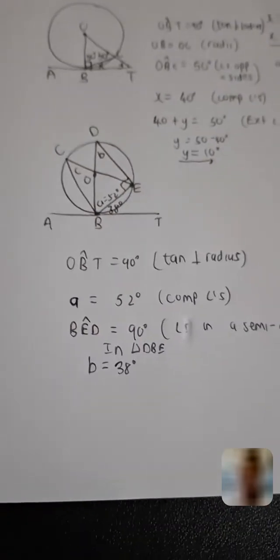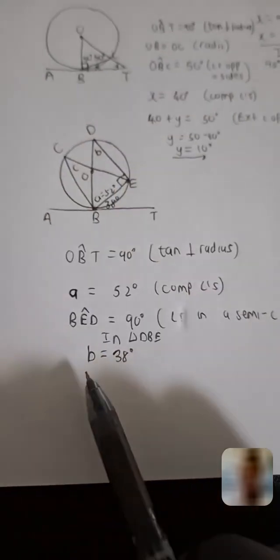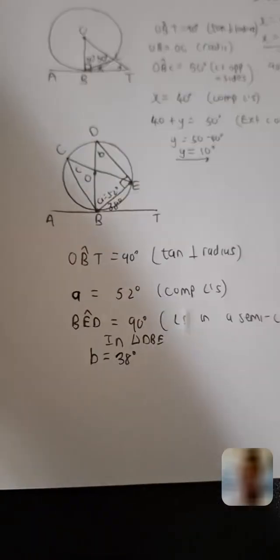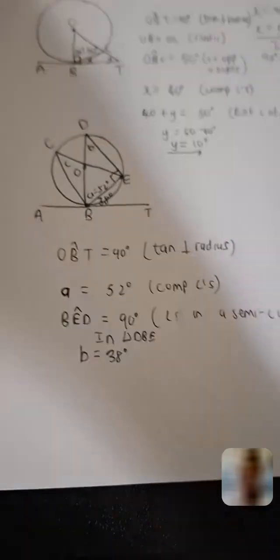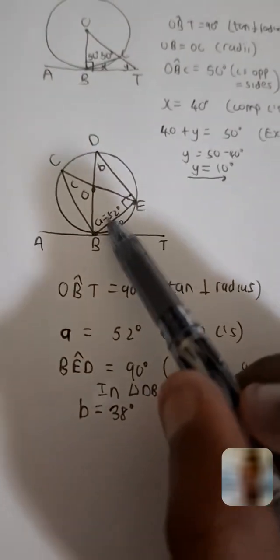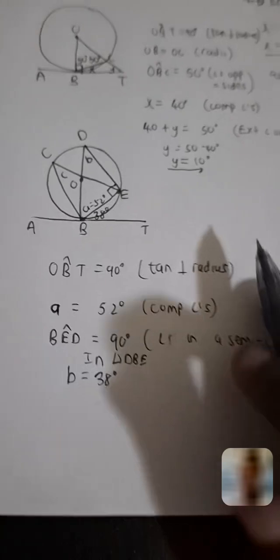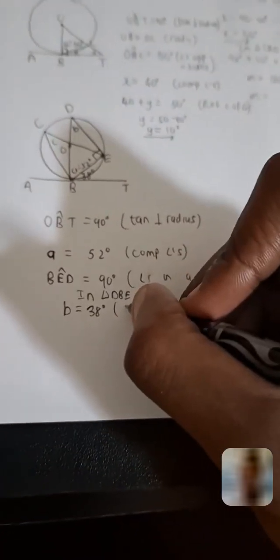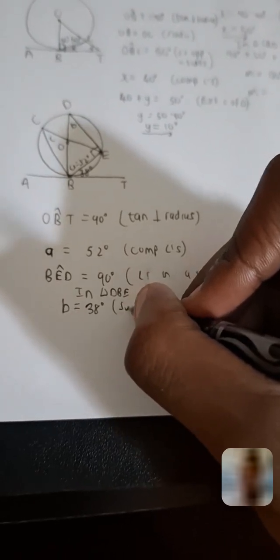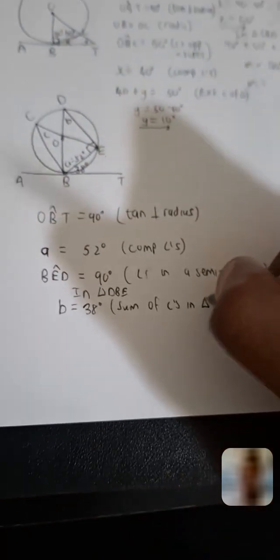In earlier grades, in grade 8 and grade 9, we may have insisted a lot that you write the statement with its accompanying equals to 180 and solve. But when you are in grade 10, 11, and 12, you are saying 52 plus 90 plus what will give me 180. So B is equal to 38 degrees. And you just write the reason. So your reason is the sum of angles in a triangle.